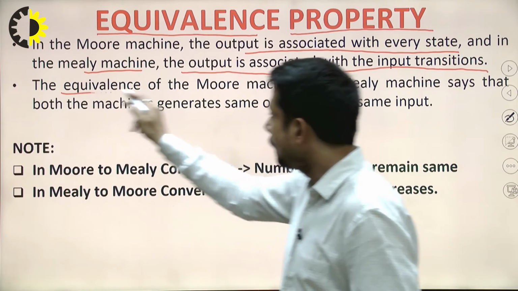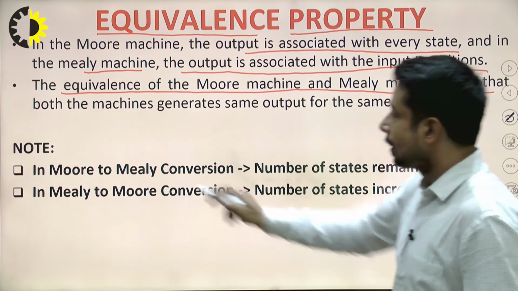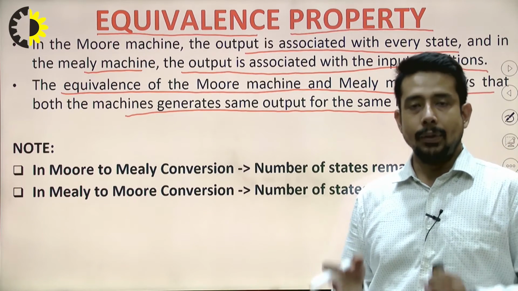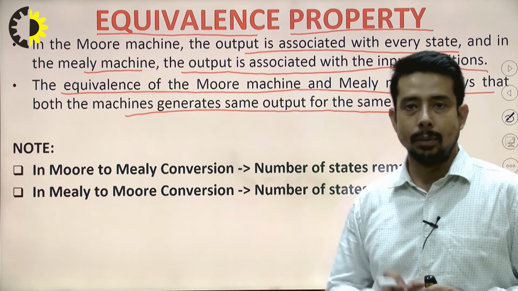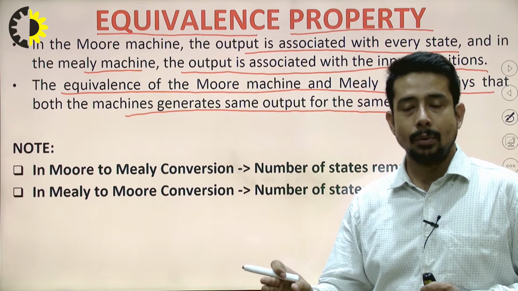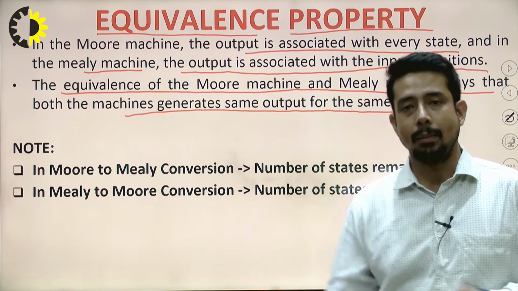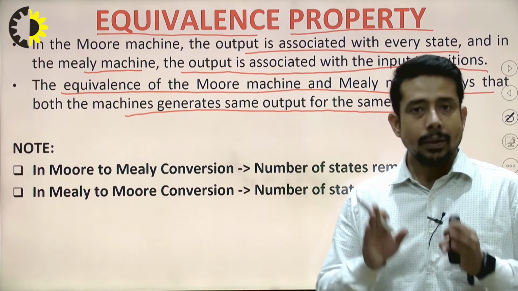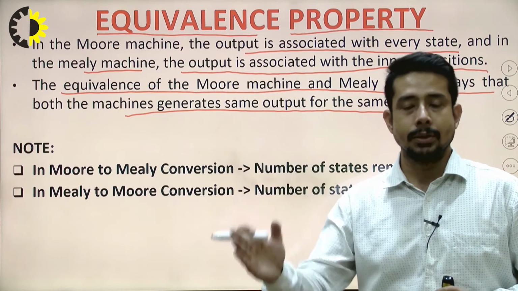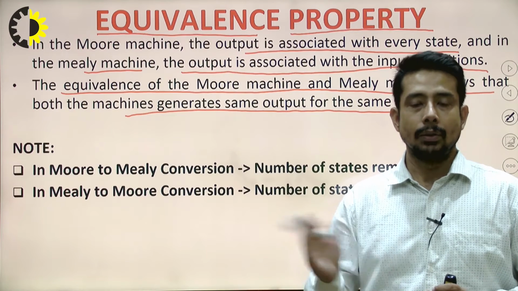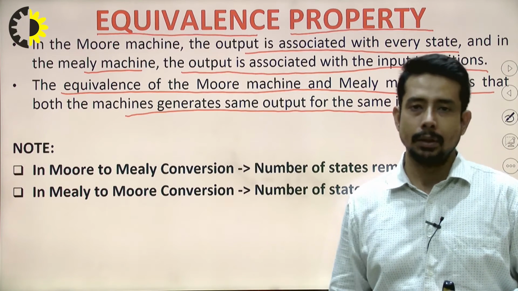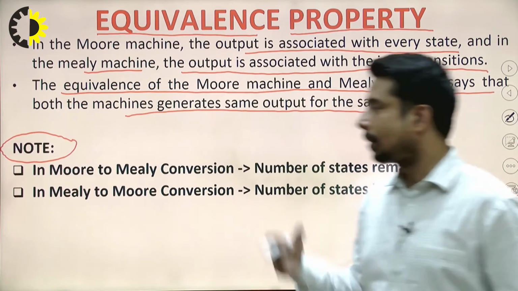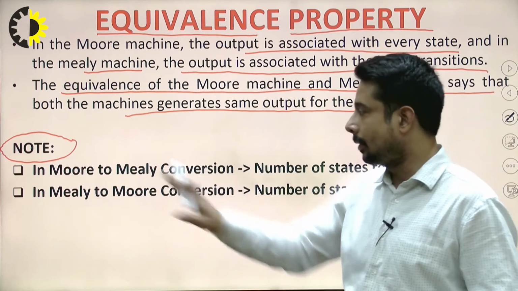The equivalence of the Moore and Mealy machines says that both machines generate the same output for the same input. If we need to find the equivalence property of both machines, then for the same inputs, both should produce the same output. That is the only important property to keep in mind. If it is so, then it is possible to convert the machine from one to the other and vice versa. But here is one important note that you should keep in mind: if you are giving any kind of competitive exam, this particular note will help you.